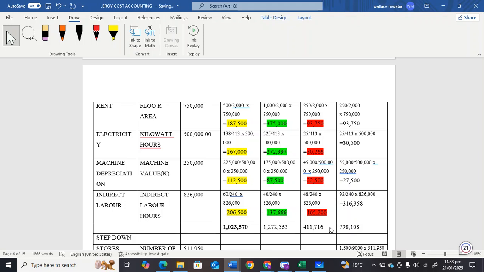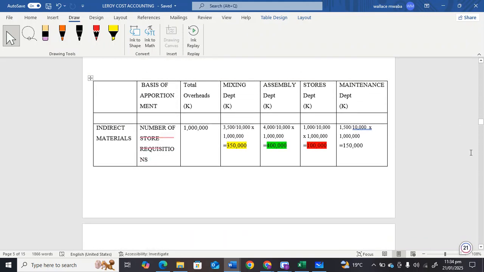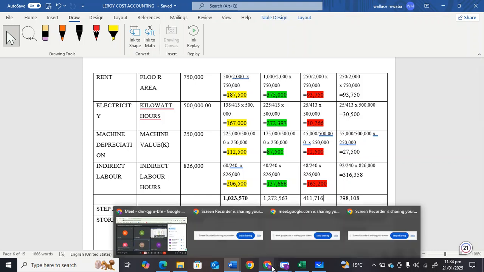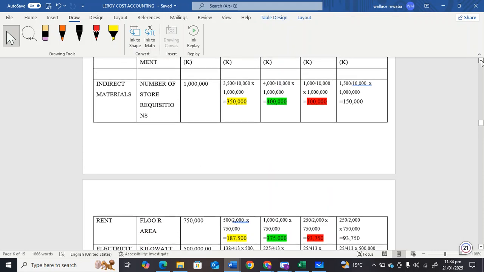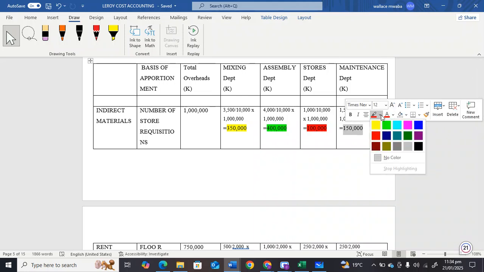Then finally, because I believe people are starting to doze now, let's tabulate the final one. Okay, wonderful. Maintenance, 150,000.